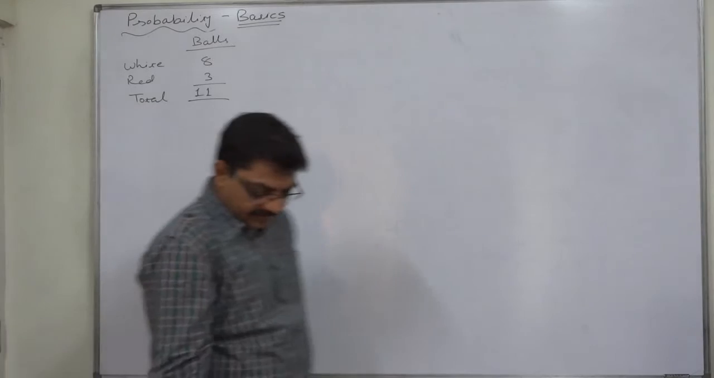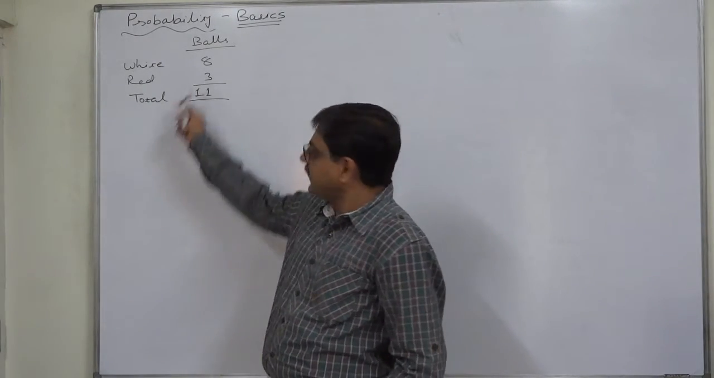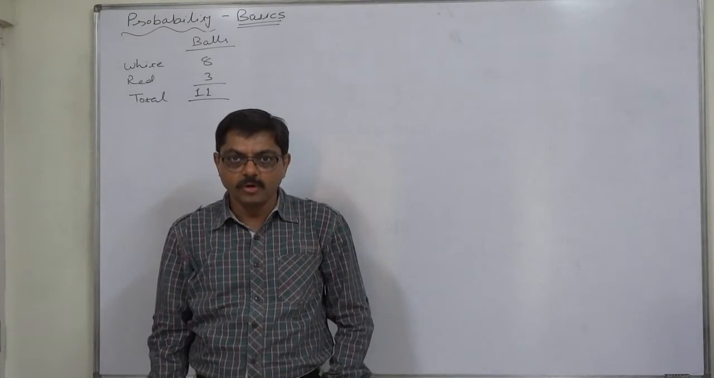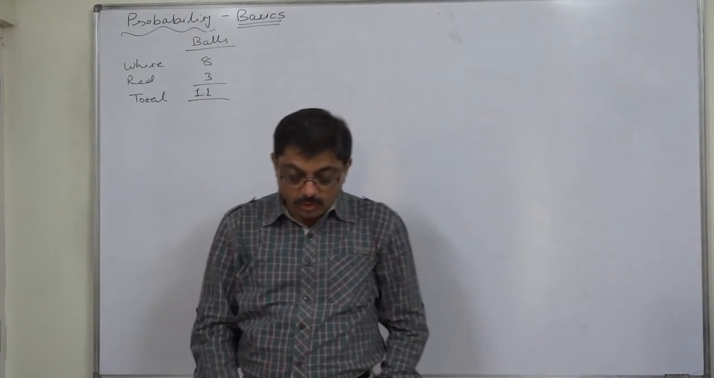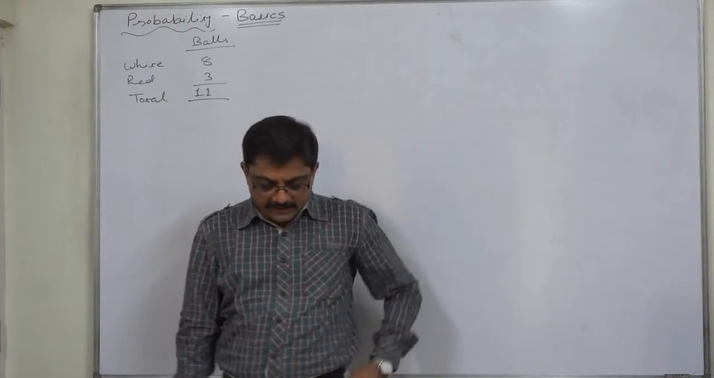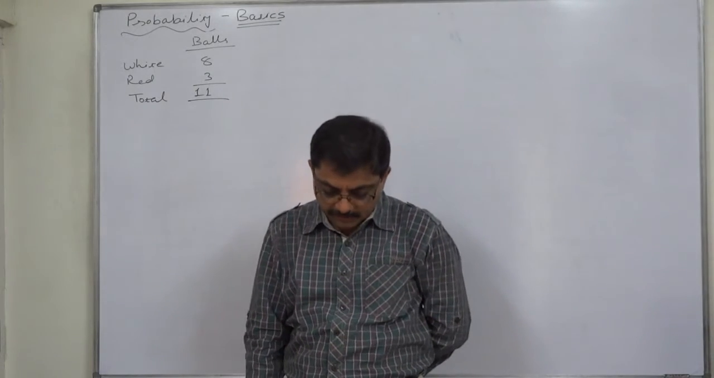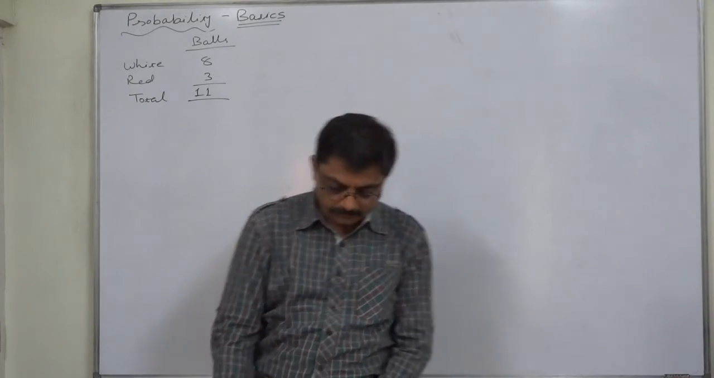In this case it is given that a box contains 8 white and 3 red balls. That means total number of balls in the box are 11. If 2 balls are drawn at random, find the probability that number 1, both are white, number 2, both are red, number 3, one of each color.